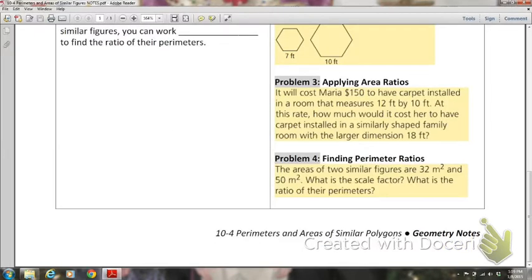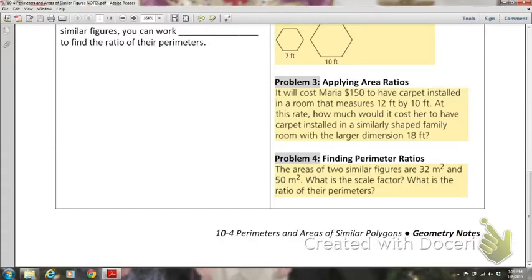In problem 3, we're going to apply area ratios. It indicates that it will cost Maria $150 to have carpet installed in a room that measures 12 feet by 10 feet. At this rate, how much would it cost her to have carpet installed in a similarly shaped family room with a larger dimension being 18 feet? So we have an 18 feet dimension instead of the 12 feet dimension as the first one.